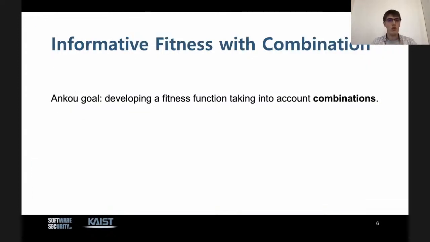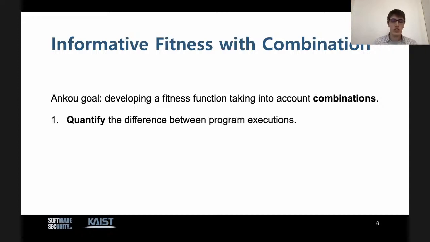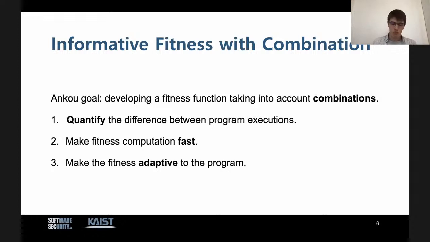That's the goal of Enku: to build a fitness function which is more informative by taking into account combinations of branches. To do that, we first need to quantify the difference between program executions, then make sure this quantification is both fast and adaptive. Adaptive in the sense that if I give you a quantity of 1, what does it mean in the particular context of this program? Let's start by seeing how we can quantify difference between program executions.